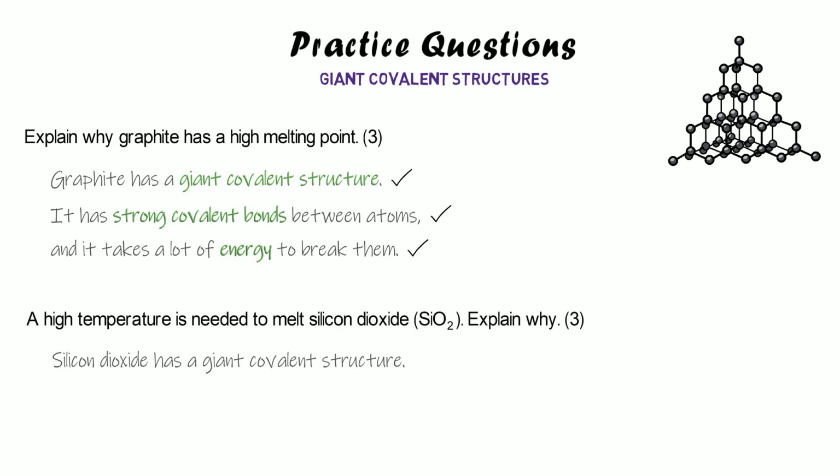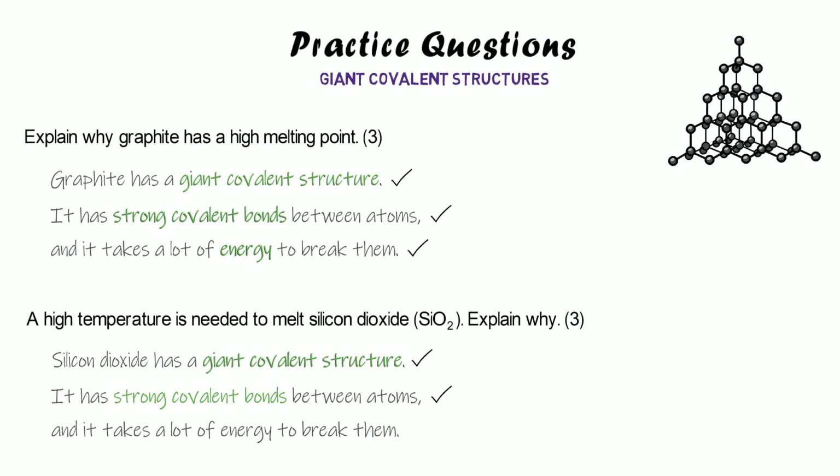Very similar, silicon dioxide has a giant covalent structure, or it's a giant covalent compound. That means between the different silicon and oxygen atoms, there are strong covalent bonds. Because those covalent bonds are very strong, we will have to put in lots of energy to break the covalent bonds.